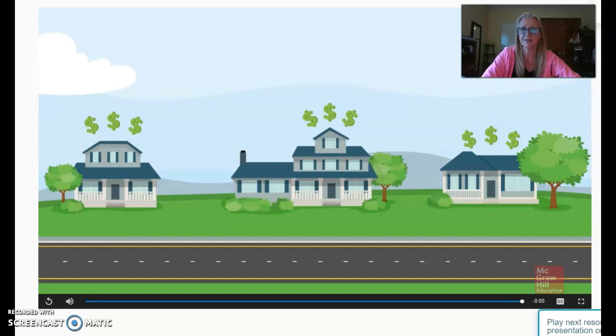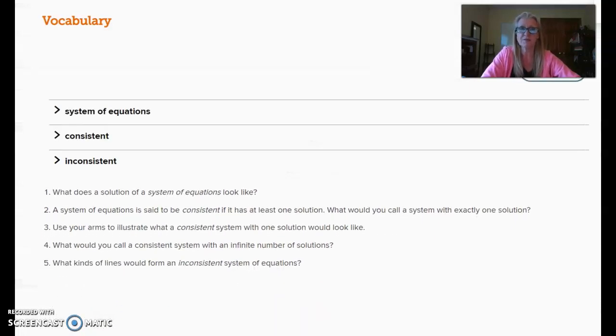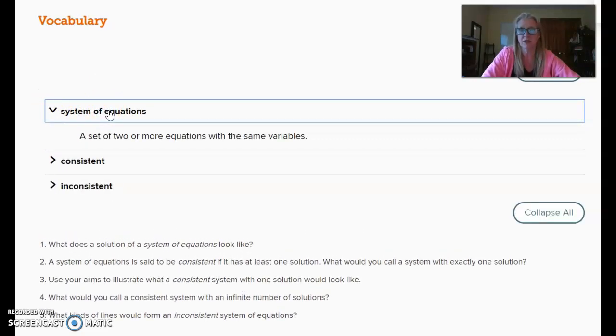Curious to see how that went. All right, so this is from Reveal. I'm sure it looks familiar to you. Yesterday we talked about some vocabulary terms. So here we have the same vocabulary terms.